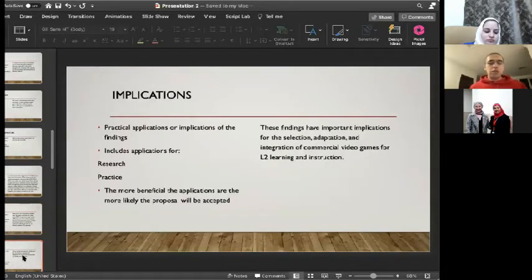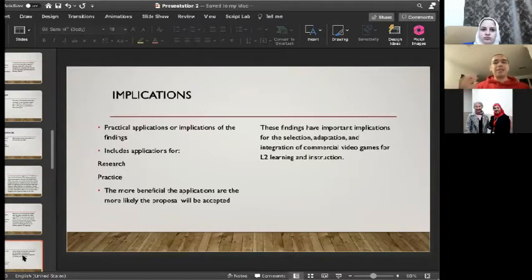Finally, and probably the most important component is the implications. And these are the practical applications of the findings, either for research and practice. And I think that's key to getting the proposal accepted, because the more beneficial the applications, the more likely the proposal is to be accepted. And a lot of conferences now are just tired of pure theoretical research that is only done to advance theory without clear pedagogical or research applications.